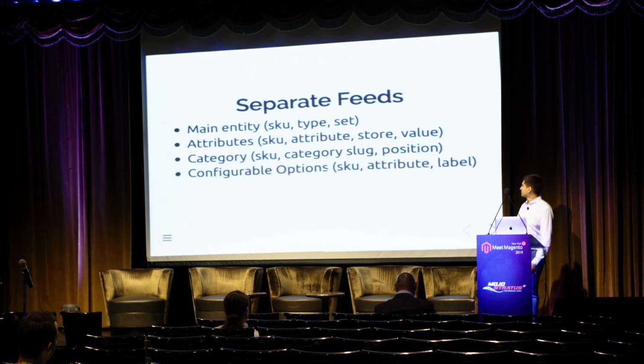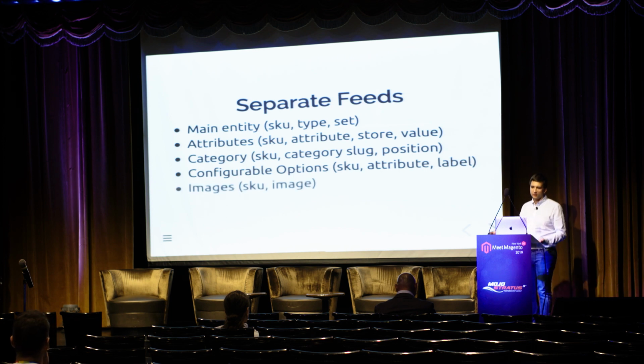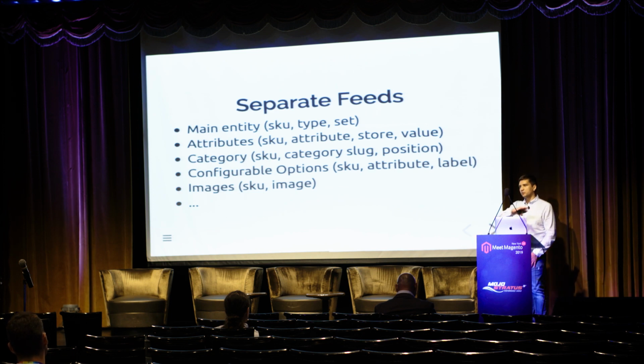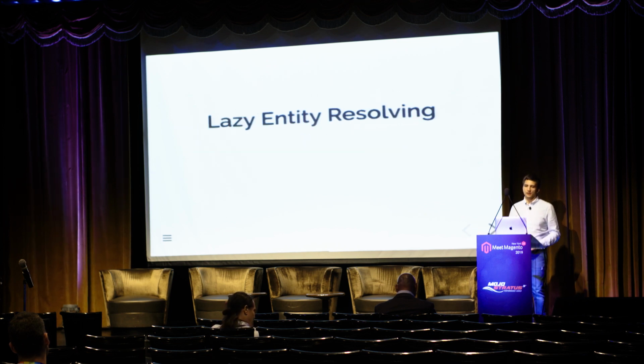And then I specify configurable options. If you have a configurable product, you want to specify which attribute is actually configurable, with a custom label. There's also a separate feed for images, and so on. So for every single data type we have in a product, we have a separate feed. It works very well for this customer because they also have a PIM system, they have an ERP system, and different systems produce different feeds. So it was very easy to integrate in such a way.